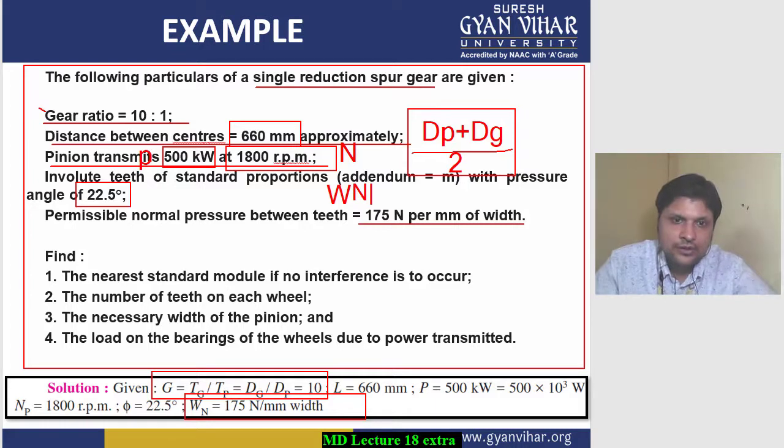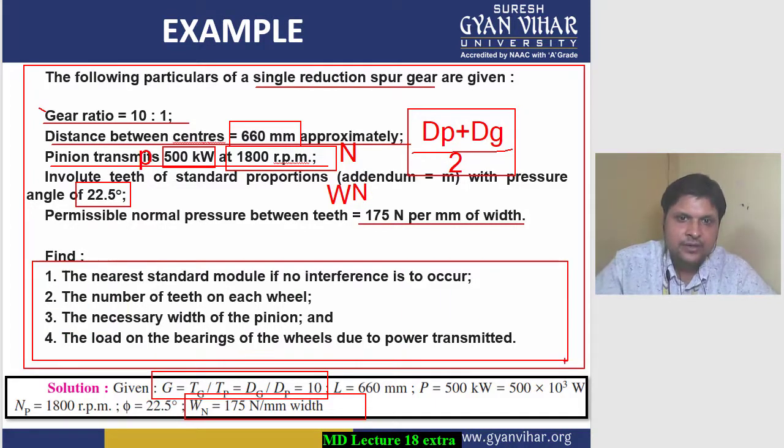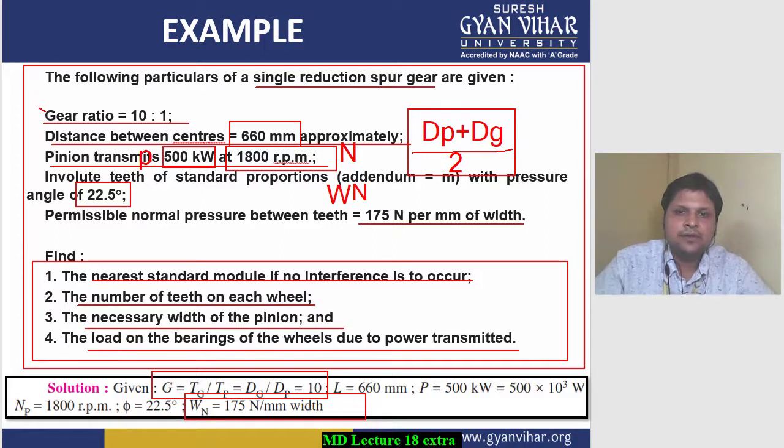Now we have to calculate these values from the given data. First, we will calculate the nearest standard module if no interference is to occur. We will calculate the number of teeth on each wheel. Then we will calculate the necessary width of the pinion, and lastly the load on the bearing of the wheels due to the power transmitted.